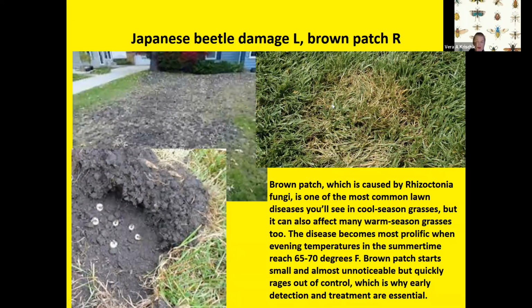Most people will say, oh, this is Japanese beetle, but this isn't. This is brown patch. Brown patch is caused by Rhizoctonia. It's the most common lawn disease you'll see in cool season grasses. It can also affect warm season. It becomes most prolific in around July. Brown patch starts small and is unnoticeable, but quickly it looks like a patch of Japanese beetle.